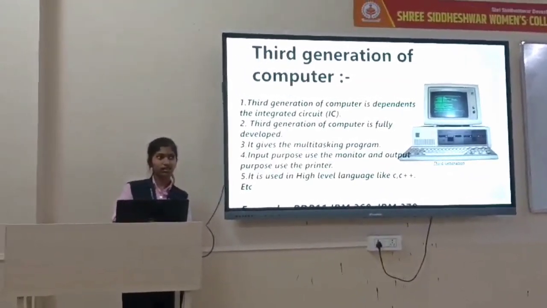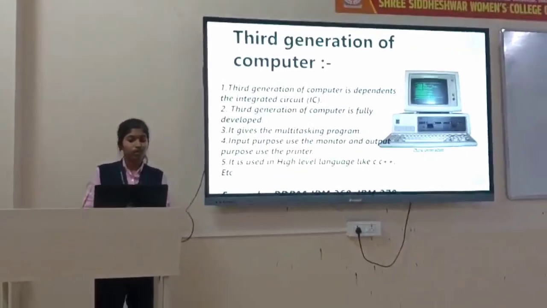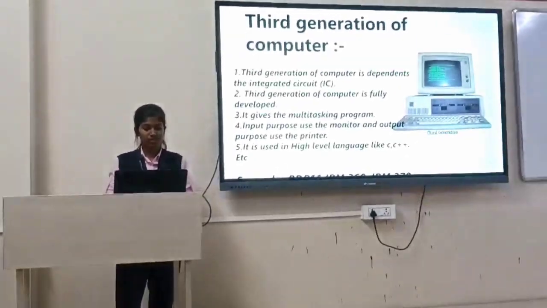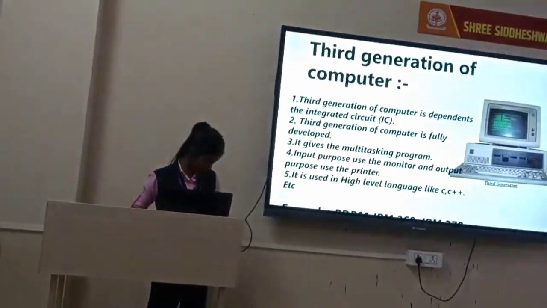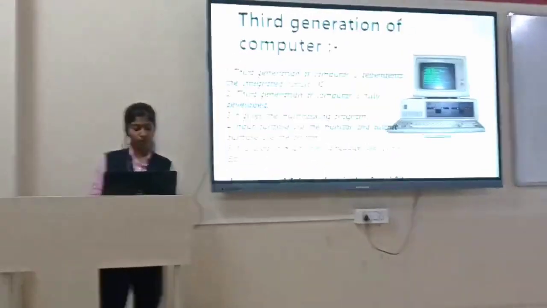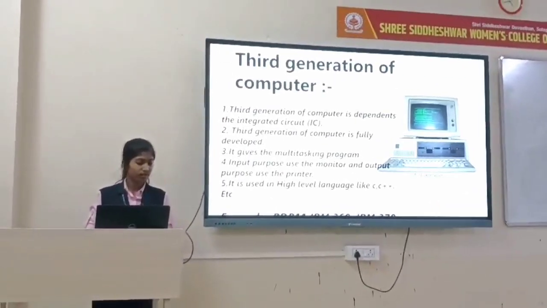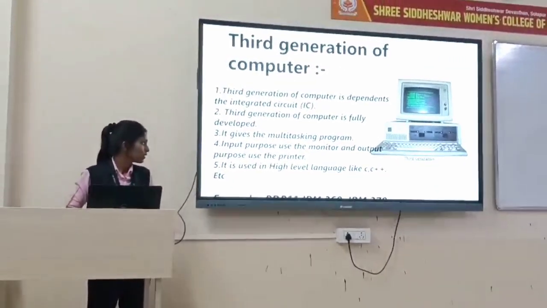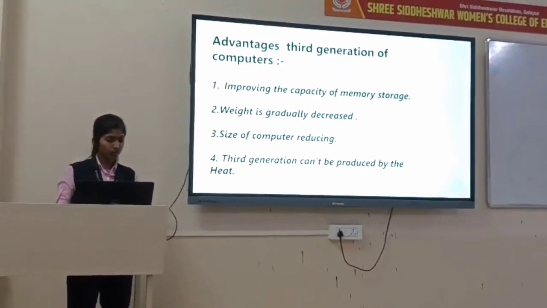Third generation of computer. The spanning life of the third generation is 1965 to 1971. The transistor was replaced with the integrated circuit, meaning IC. In the third generation, the computer is fully developed. It gives multitasking programming. Input purpose is the monitor, and output purpose is the printer. It uses high-level languages like C++, Java, HTML, C language.